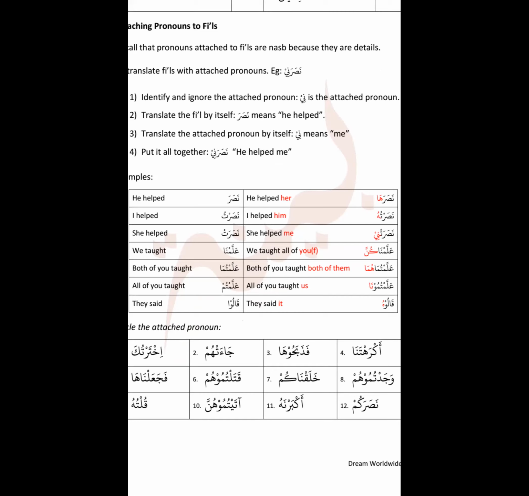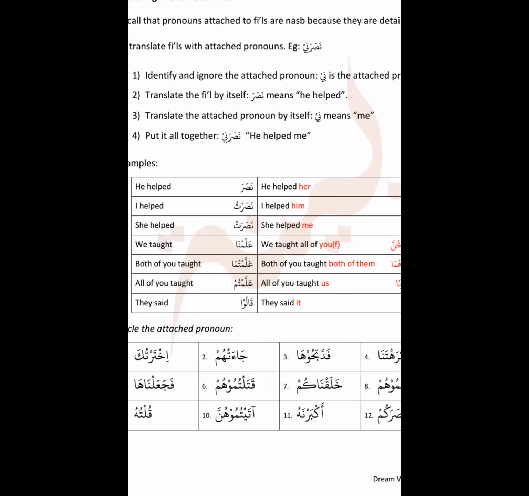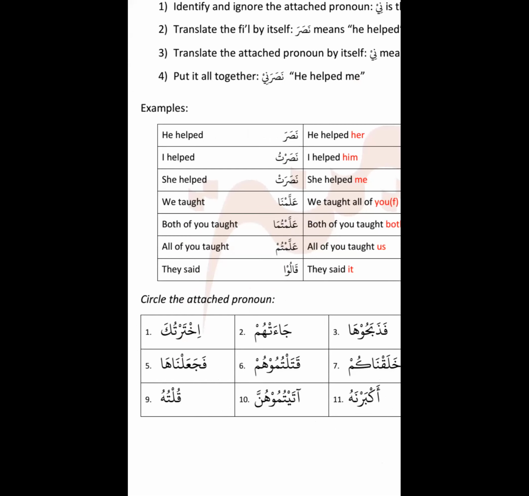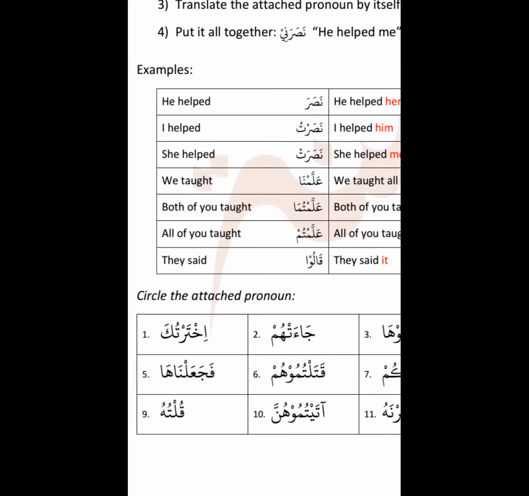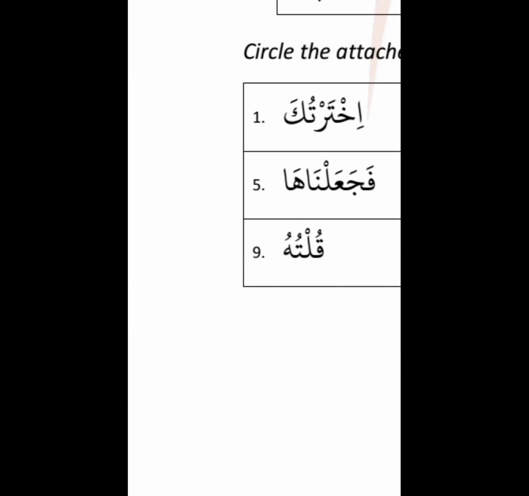So inshallah, what we can do is see how to tell whether it is an attached pronoun or not. We will first look at a word, for example, the first word, ikhtartuka, and I'll go to the whiteboard again. Ikhtartuka. Okay. Now, for example, we know that in the past tense chart, you go through the past tense chart, and nowhere in that chart do you have a ka ending. Do you?